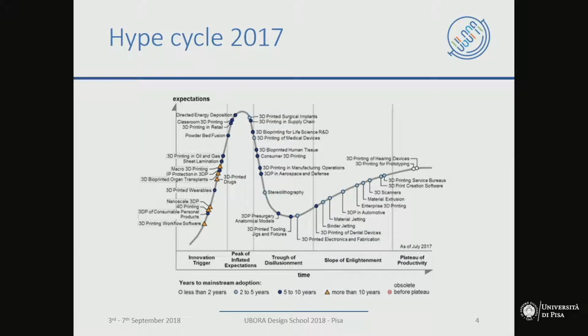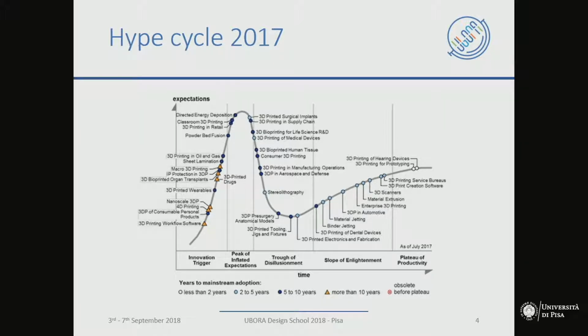35. The first patent was submitted around 83, 84. And the first patent was about stereolithography, a specific technology of additive manufacturing. How many of you know this shape? Just one? This is called the hype cycle.